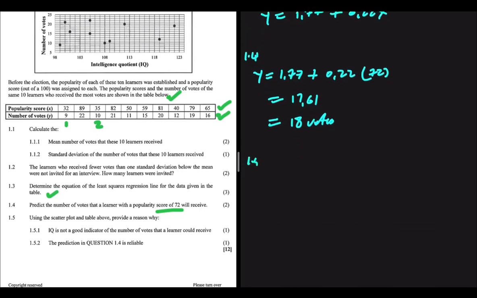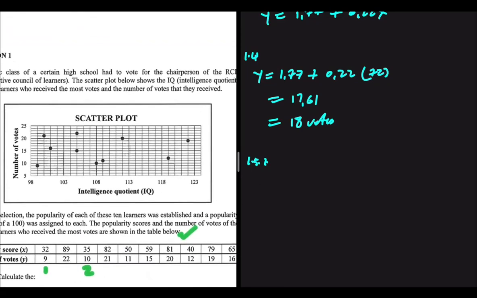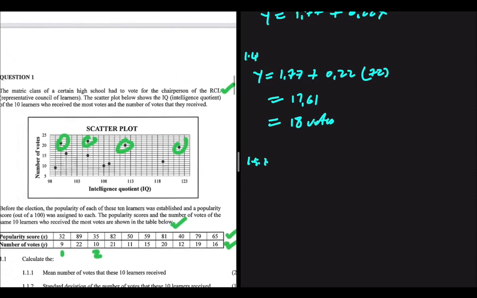Let's go ahead and do 1.5.1. Use the scatter plot and the table above and provide a reason why IQ is not a good indicator for the number of votes that a learner could receive. As you can see from the scatter plot here, there's no correlation between IQ and the number of votes. This person has a very low IQ and so many votes, and this person has a very high IQ and they have a lot of votes. Even the people in the middle with average IQ have a lot of votes. So there isn't really a relationship between IQ and the number of votes, it seems.